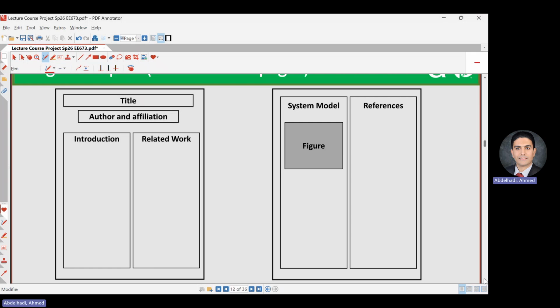And then you add the introduction, which is a section, and then related work, another section. Then you have the system model with a figure, and then you have the references. This is sufficient for the progress report. If you want to add more, it's okay, but this is enough.